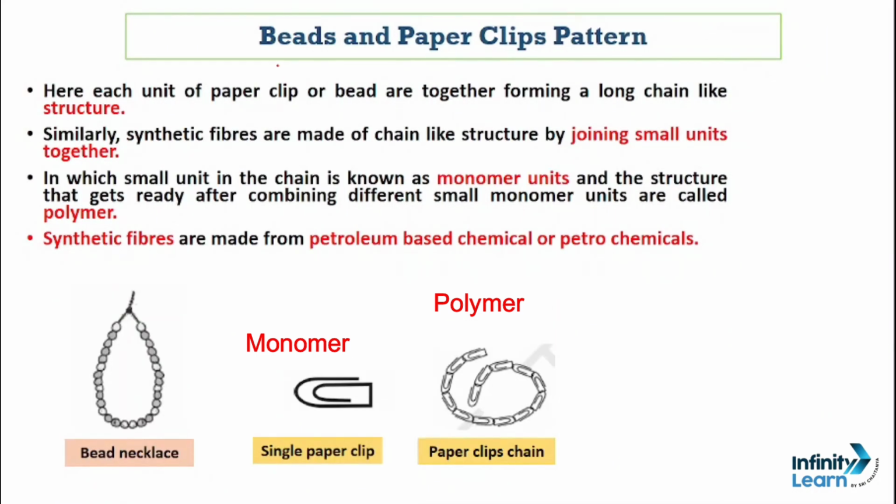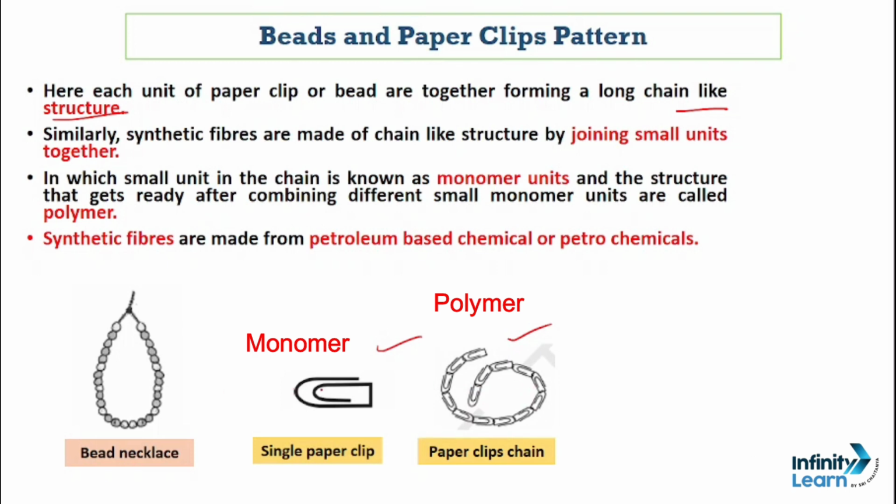Now let's talk about beads and paper clip pattern. So what we got to understand by this experiment here. Here you can see this bead necklace. There are many small units that combine with each other to form a mainly long chain like structure. And here you can see there is a single paper clip, and in this diagram by these single paper clips they are forming a structure, or you can say pattern.